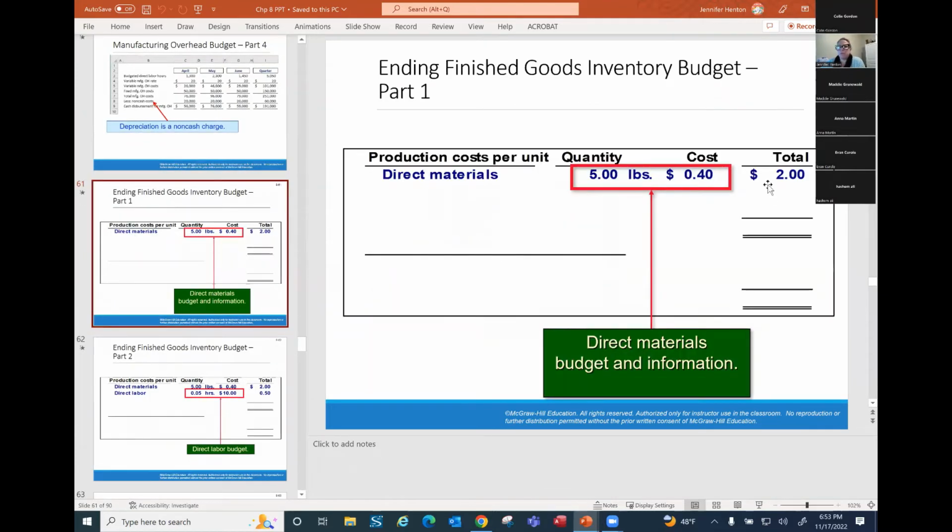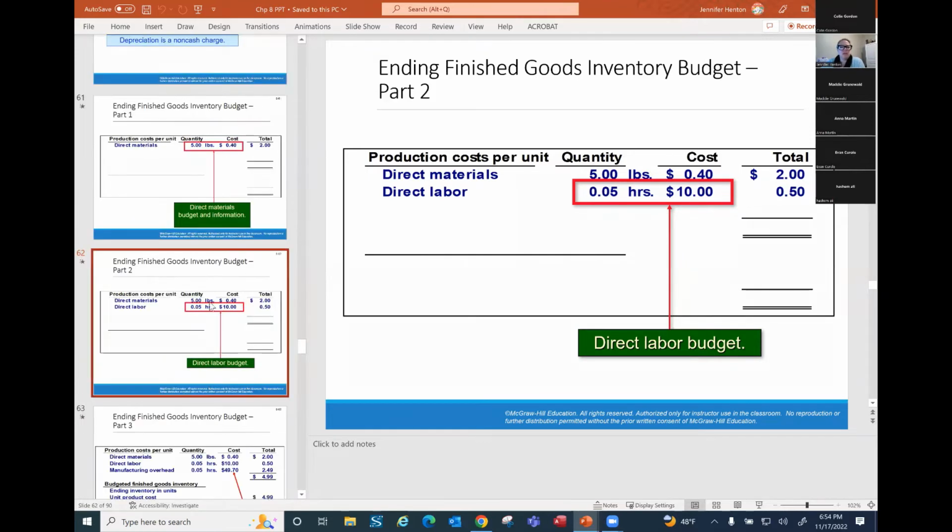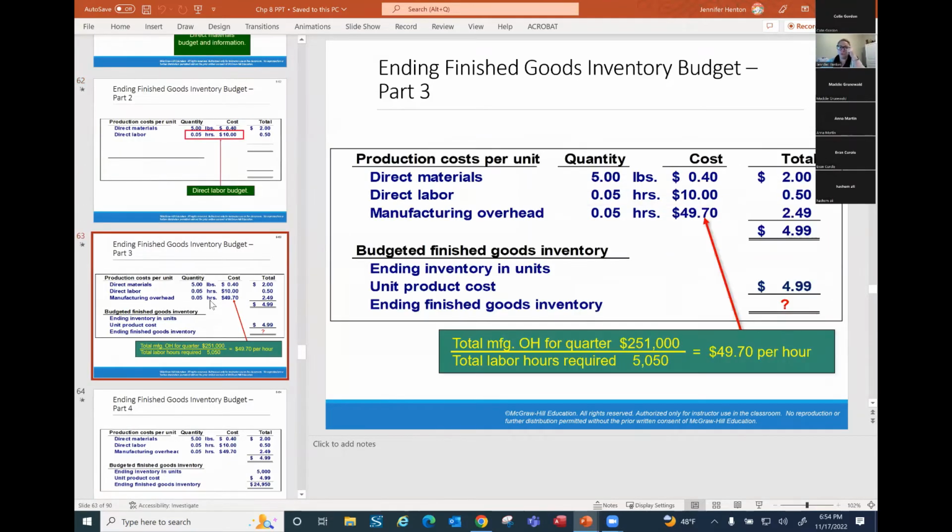Let's see, I got to go a little further. Here we go. Okay. And then we're going to look at our direct labor, and they gave us the information that the direct labor was 0.05 hours per unit, and the rate was $10. So we multiply that. So we have 50 cents. And then we look at manufacturing overhead, which we just calculated, that overhead rate, that $49.70 times direct labor hours. So it's going to be the 0.05 hours per unit. So I'll come up with $4.99 per unit.